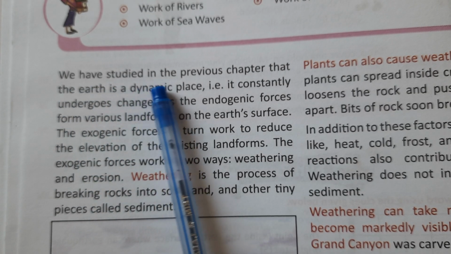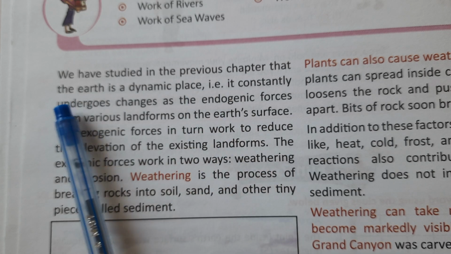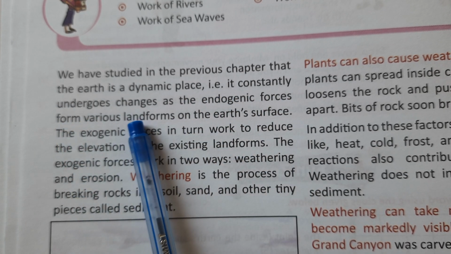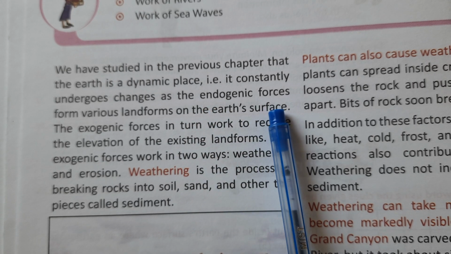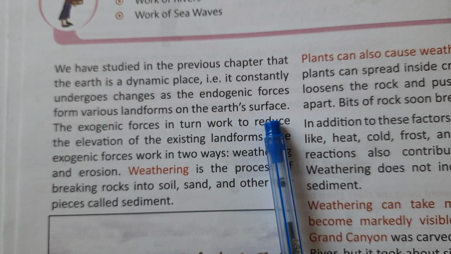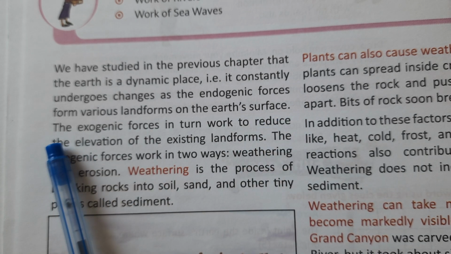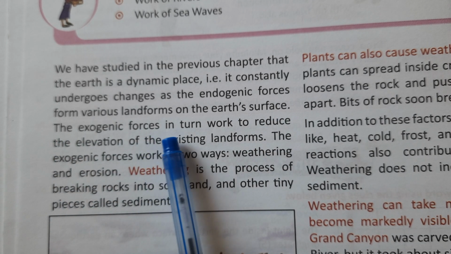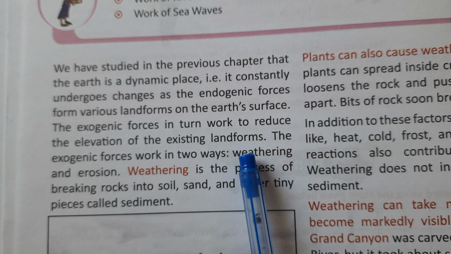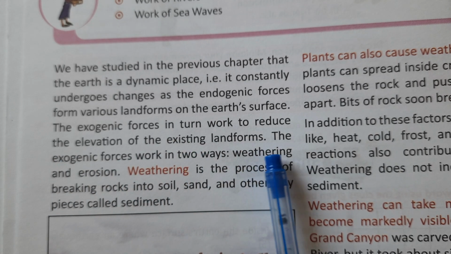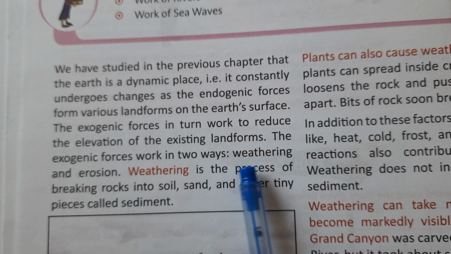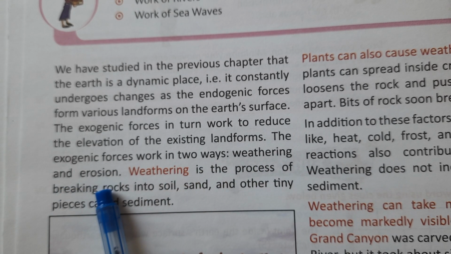We have studied in the previous chapter that the earth is a dynamic place, that is, it constantly undergoes changes as the endogenic forces form various landforms on the earth's surface. The exogenic forces in turn work to reduce the elevation of the existing landforms. The exogenic forces work in two ways: weathering and erosion.